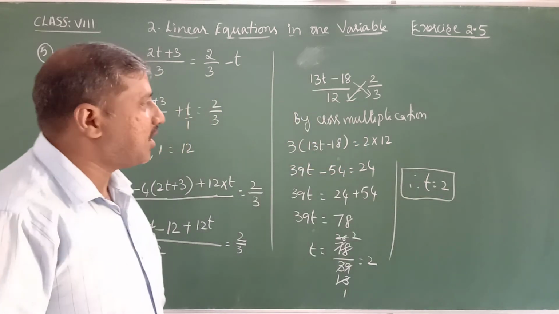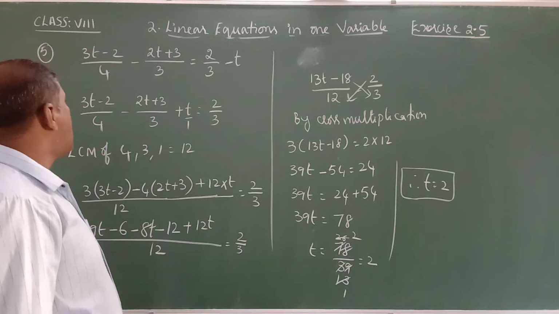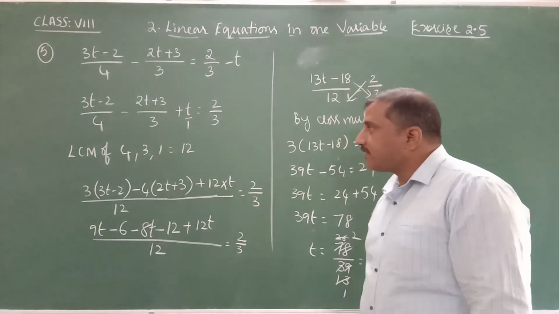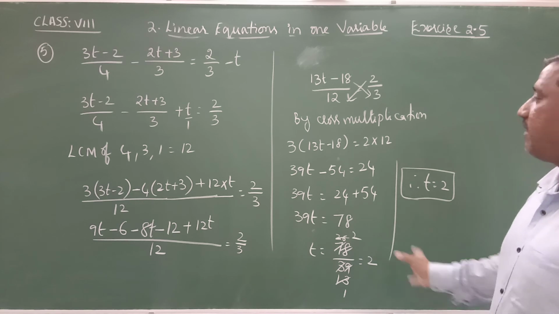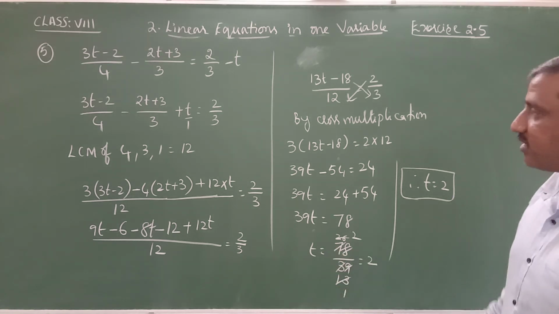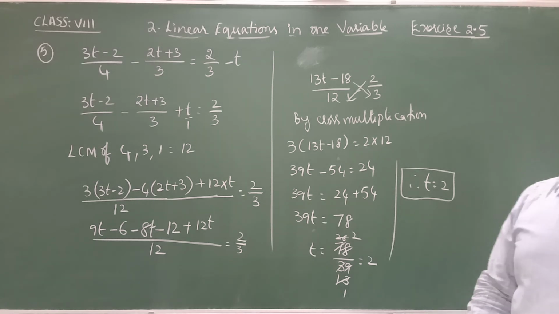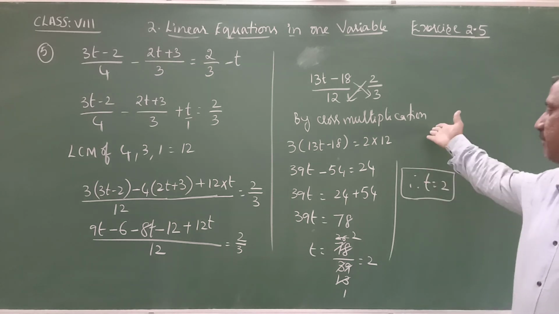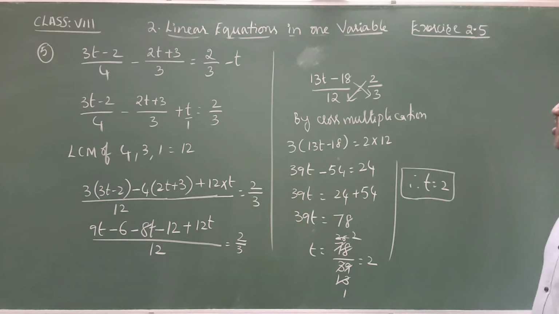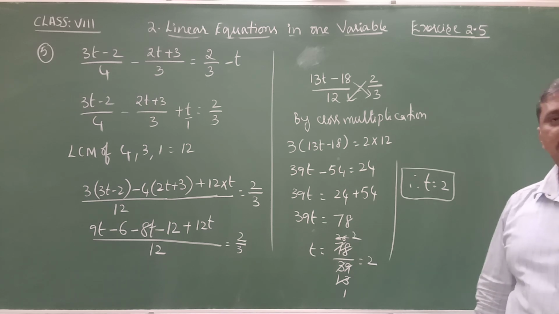Clear, children? So what did we do? We brought all the variables to one side and constants to one side, and we took the LCM of the denominators. Then we simplified. Here we also used the concept of algebraic expressions, that is the product of a monomial and a binomial. After cross multiplication, on simplification we get t is equal to 2 as the solution of the given equation. Clear?